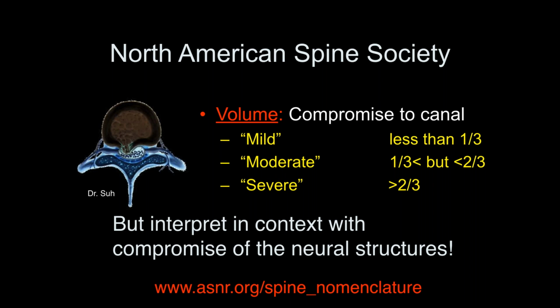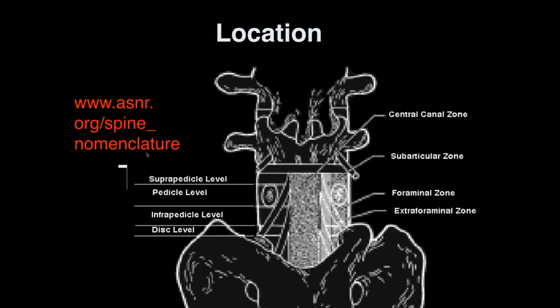Severe is where you see, at the level of the disc extrusion, no CSF. Moderate is where there's very little CSF. Mild is where you still see a lot of CSF, and you can see the nerve roots have displaced away from the extruded disc. And then the location.